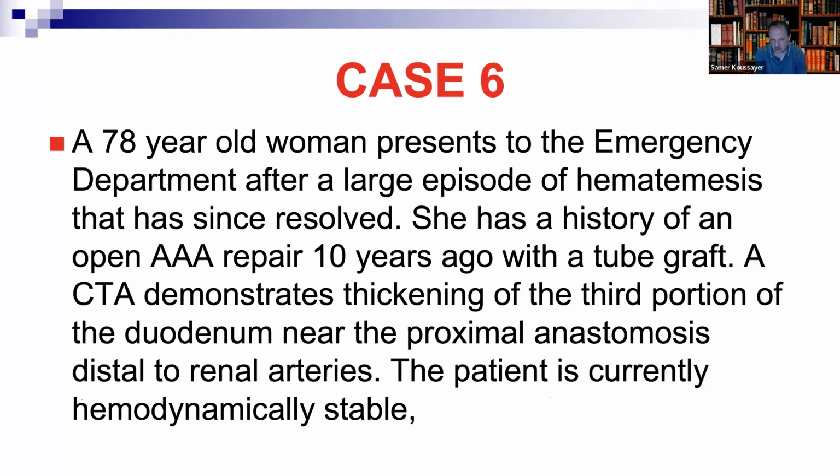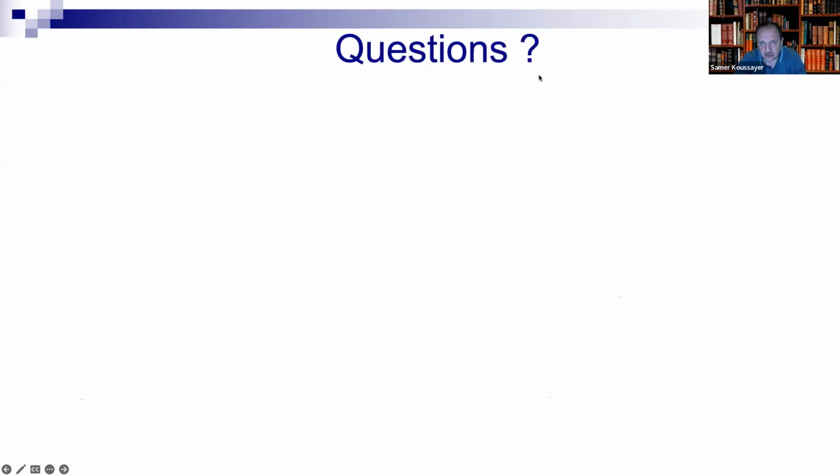Near the proximal anastomosis. So he gave you all the hints that there's a fistula there. Okay, so let's go to the questions. So what do you do next? This is the first question they ask. What do you do next?